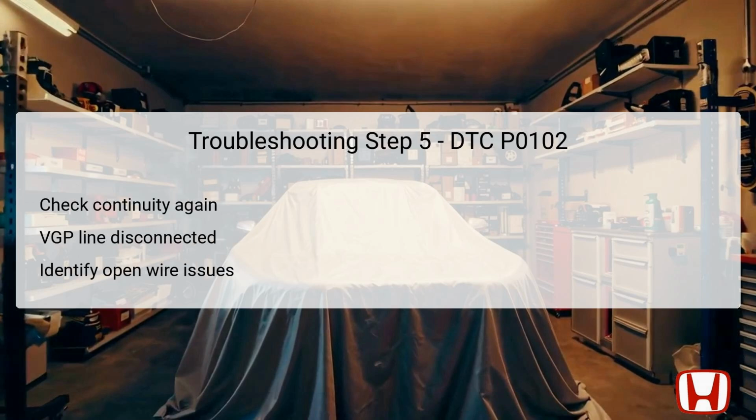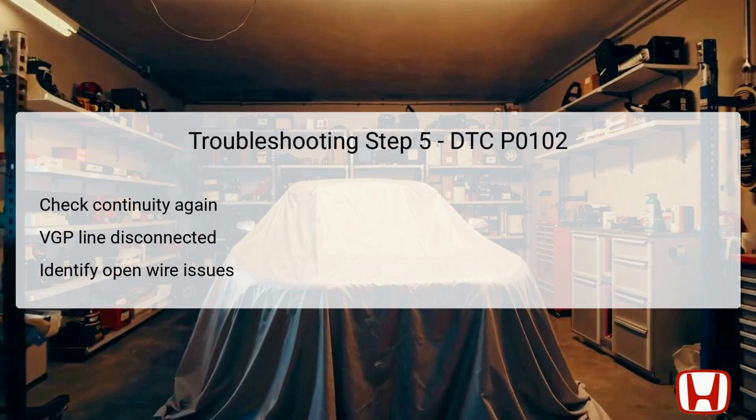In this step, you'll again verify continuity, but this time, check between pin 3 of the MAF IAT connector and pin 32 of PCM connector B. Ensure that both connectors are still disconnected and the ignition is off. If continuity is confirmed at this juncture, it suggests that the VGP wire is functioning optimally.